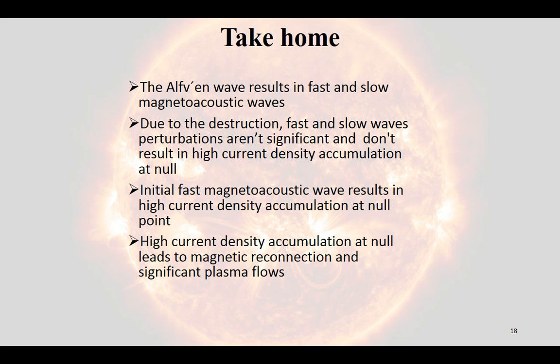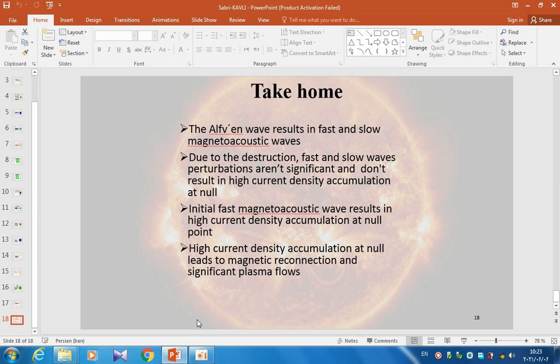And finally, we found that Alfvén wave propagation around the null point results in fast and slow magnetic wave perturbations due to the distortion. Fast and slow wave perturbations aren't significant, and they don't result in high current density accumulation at the null point. Then we don't have any magnetic reconnection in this case. The initial fast magnetic wave, however, results in high current density accumulation at the null point, and then it leads to magnetic reconnection and also significant plasma flows.